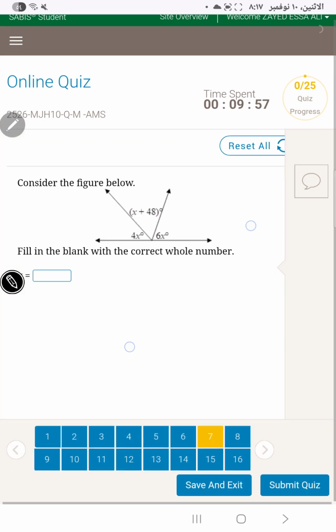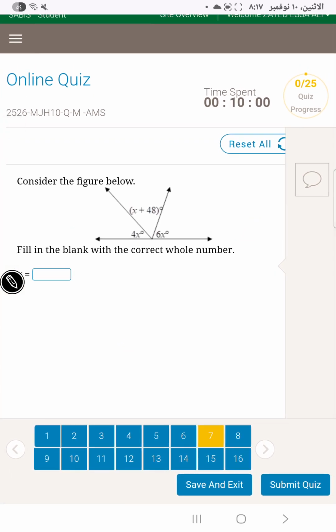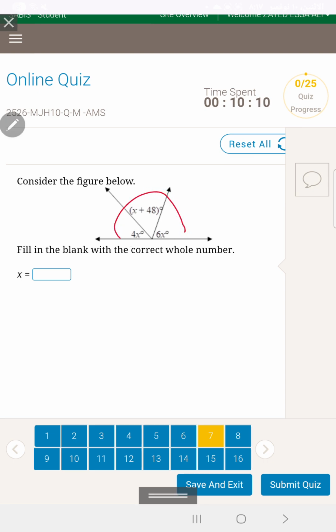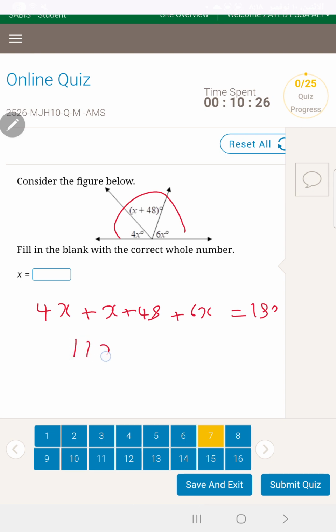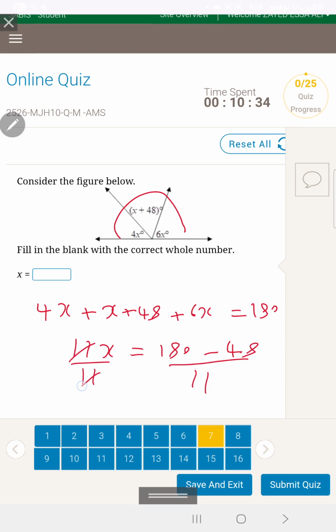Question number 7 now. Here you have 3 angles. They add up to 180 degrees because they are collinear, on a straight line. Anytime you have a straight line, angles on the same straight line will add up to 180 degrees. So x plus 48 plus 6x is equal to 180. x plus 6x, you get 7x, and 7x plus 48 equals 180, so 7x equals 180 minus 48. Divide both sides by 7 and then you get the answer.